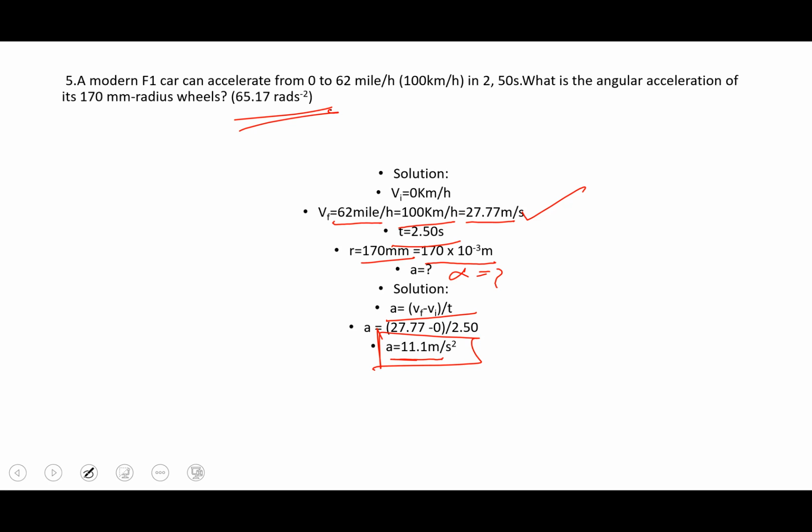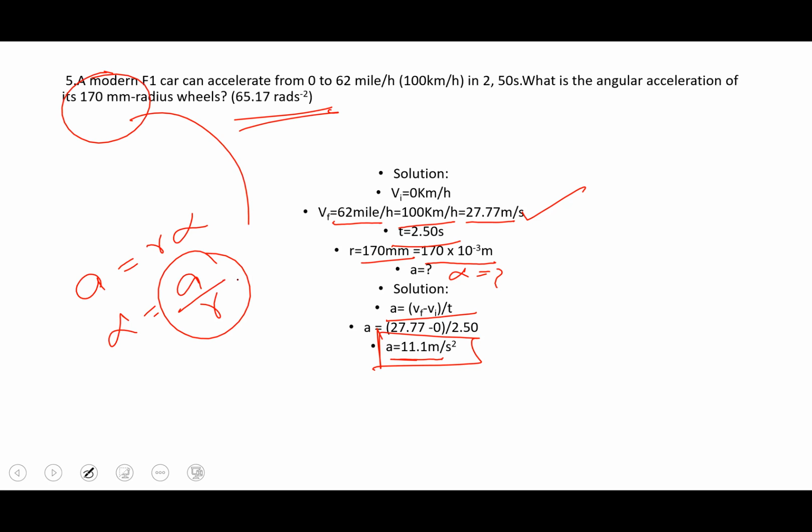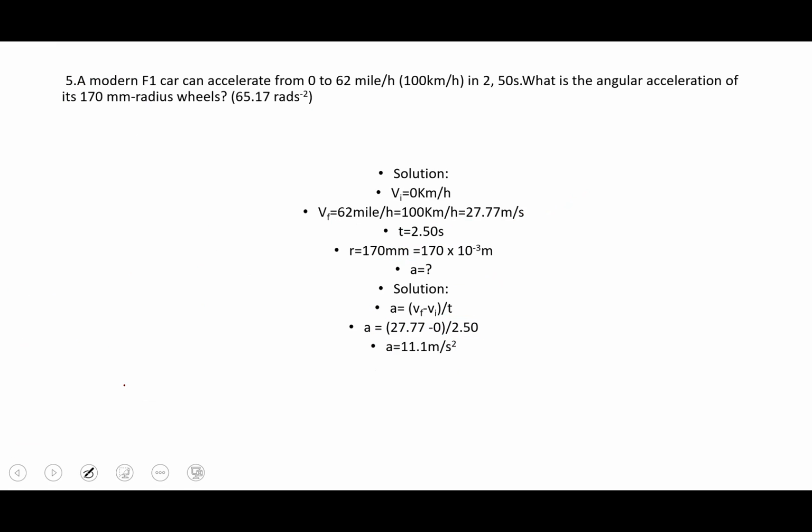The formula for angular acceleration is A is equal to R alpha. Now, in this case, alpha can be found by A divided by R. So we have the value of R over here, and we have the value of A over here. We divide A by R. What do we get? We get the value of angular acceleration. So A is equal to R alpha.